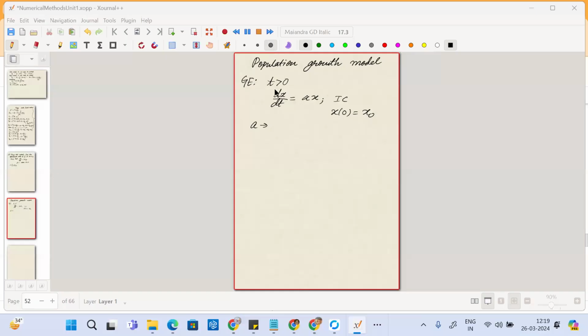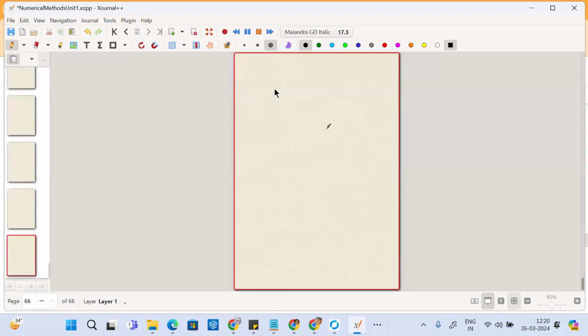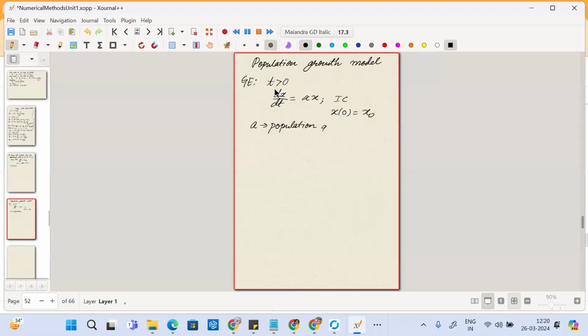Can be louder. Have you heard of this, like A is like a population growth rate in ecology? Yes. Captivity.